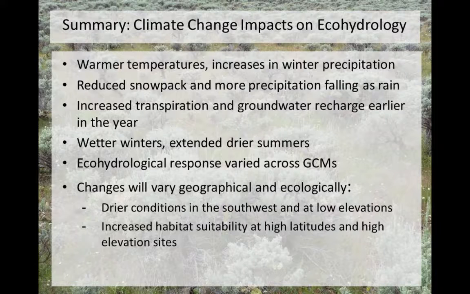Despite the fact that most management zones and ecosystem types are expected to have drier conditions in the summer months, we think this is going to result in two different outcomes across the sagebrush region. Drier conditions in the southwest region are going to make those systems that much drier and continue to make them more vulnerable to invasion and fire. However, slightly drier conditions and warmer temperatures in the higher elevation sites and in the northern latitudes may actually increase habitat suitability for sagebrush and sagebrush-dependent species in the future.